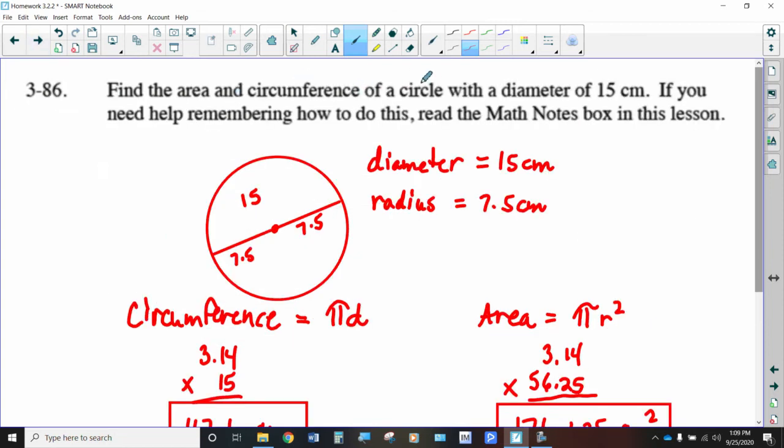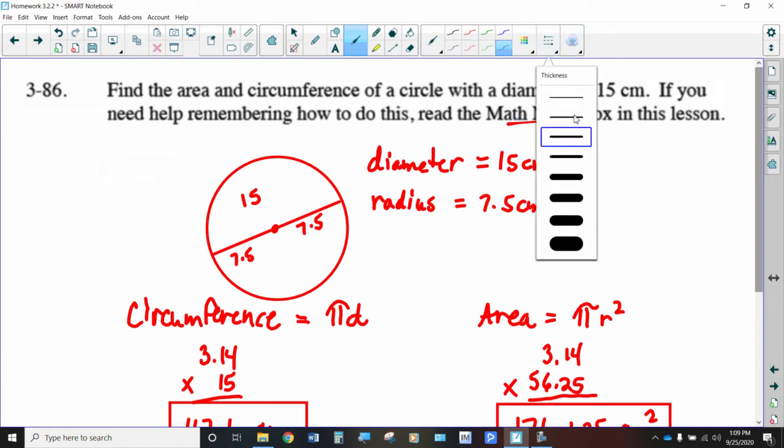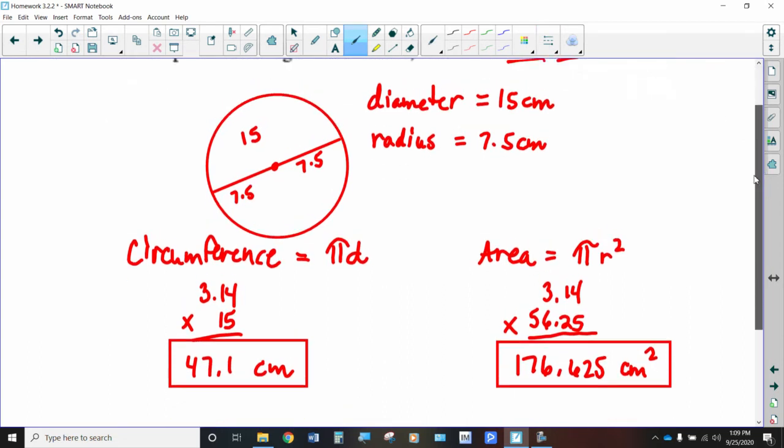Find the area and circumference of the circle with a diameter of 15 centimeters. All right, so this is what we were talking about with our M&Ms today. So draw a circle. The diameter is 15 centimeters, which means that each one of the radii would be 7.5 centimeters. So for the circumference, you multiply pi times the diameter.